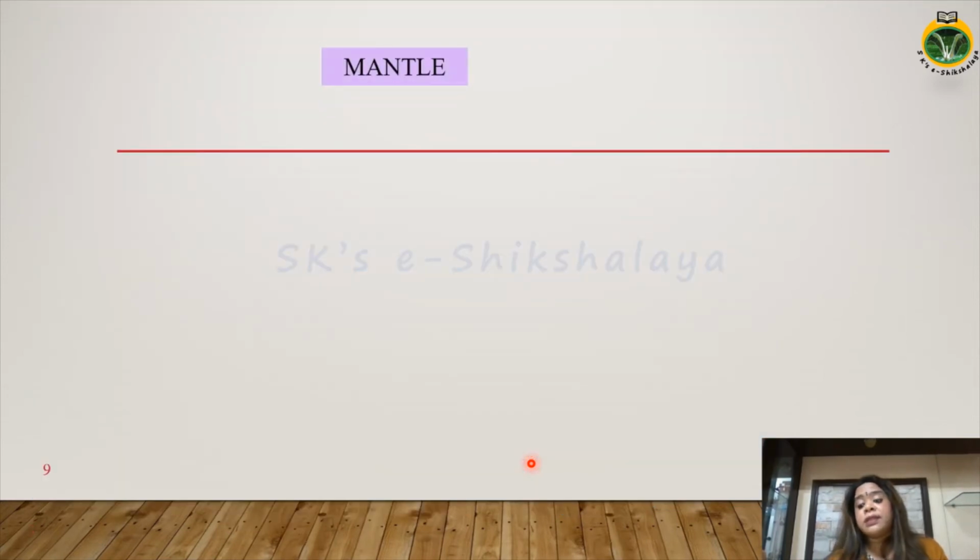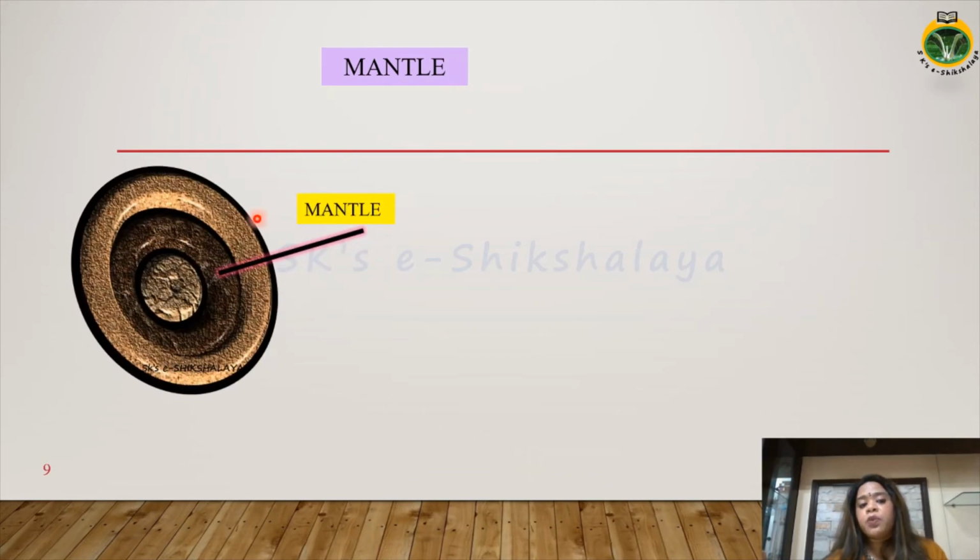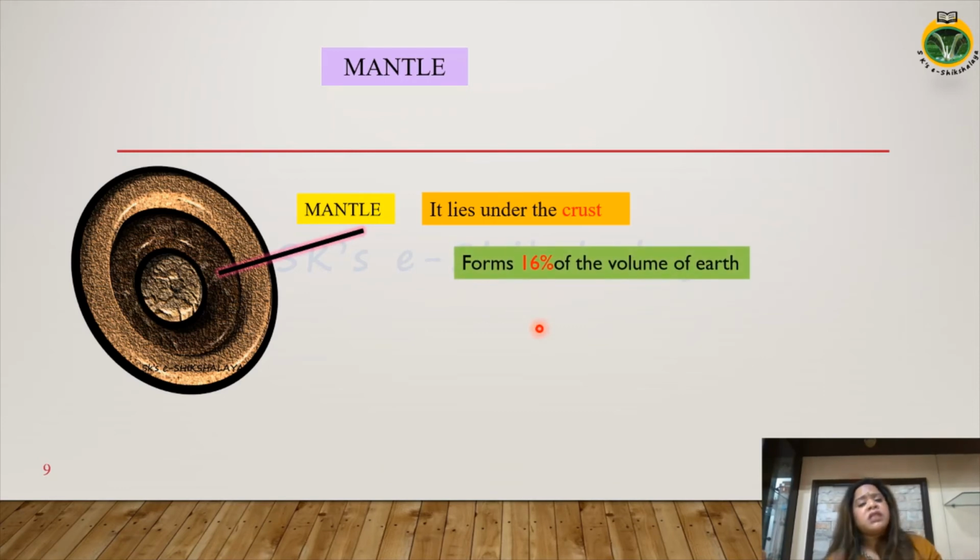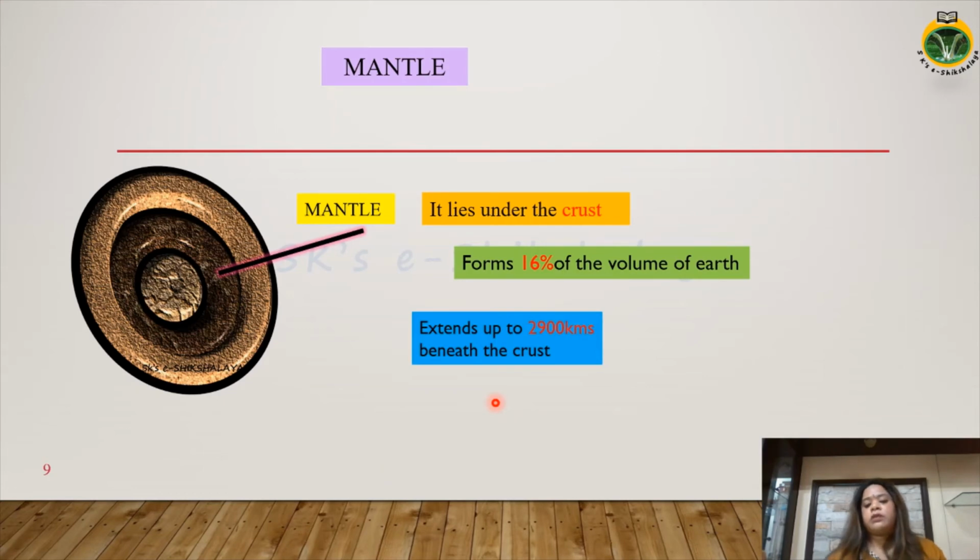Mantle is the second layer, and it is between the topmost layer, that is the crust, and the innermost layer, that is the core. It lies under the crust and forms 16% of the volume of the Earth. It extends up to 2,900 kilometers beneath the crust.